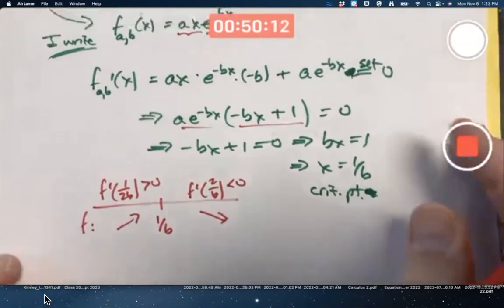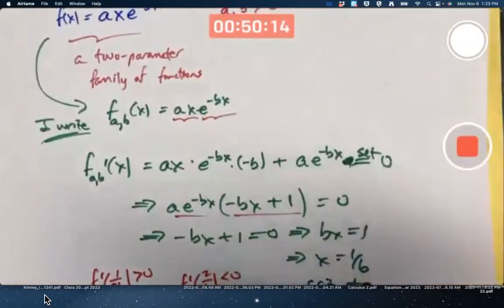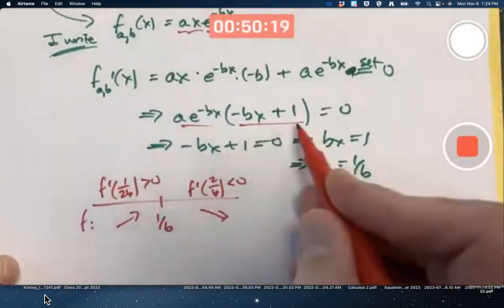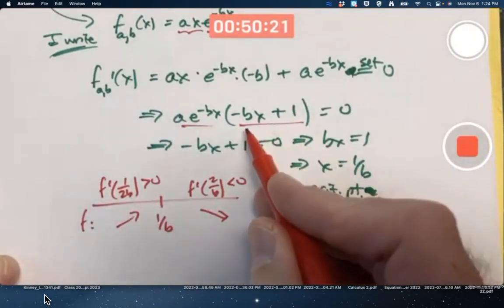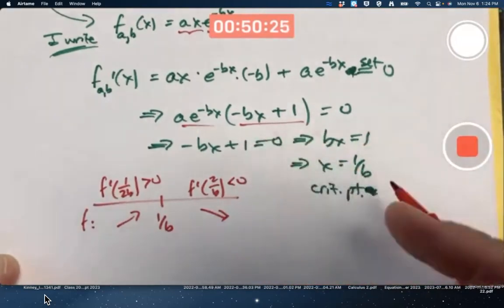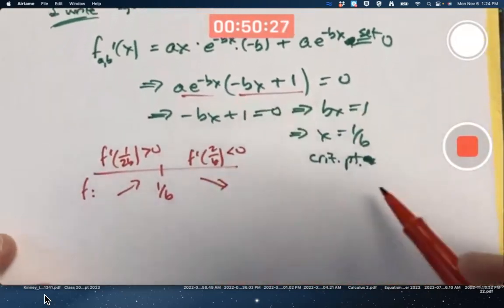This function is defined for all x. I could have actually also plugged in negative numbers into the derivative here, like negative 1, and gotten a positive number here. If x is negative 1, negative b times negative 1 is positive b, plus 1 is positive. I could have done that as well. In fact, it's a global max at 1 over b.